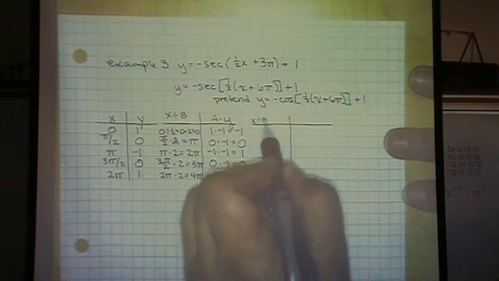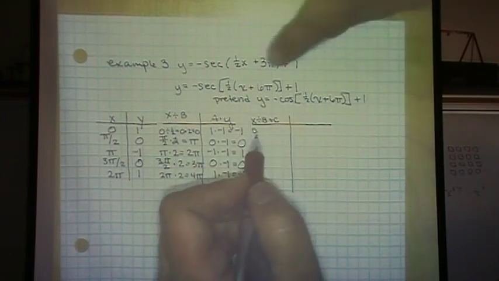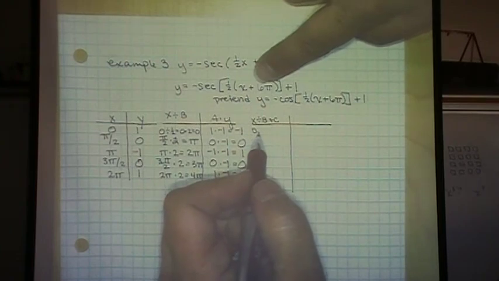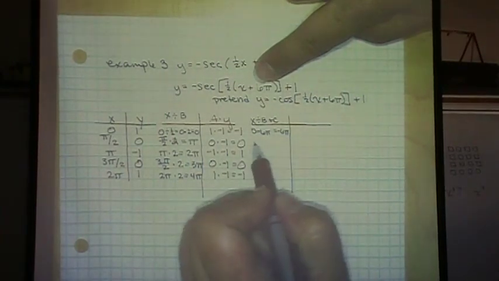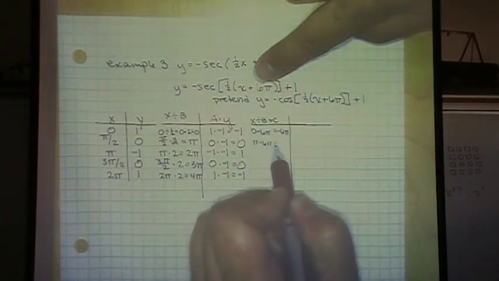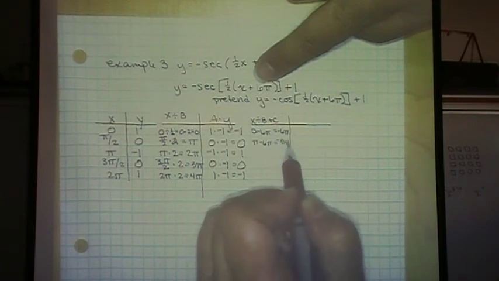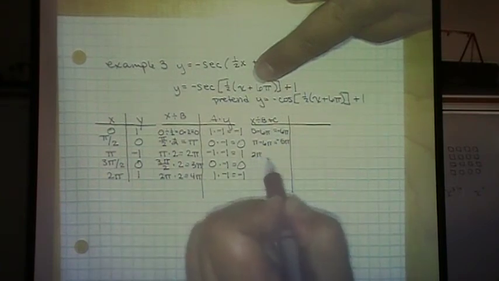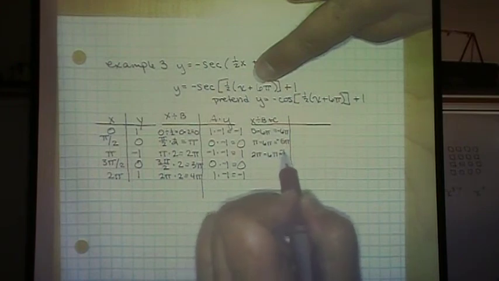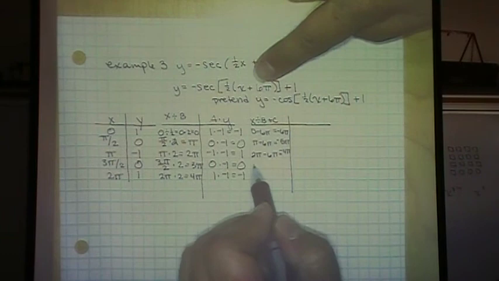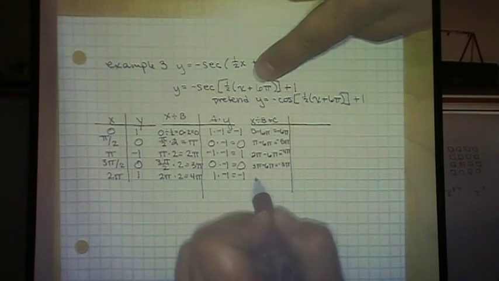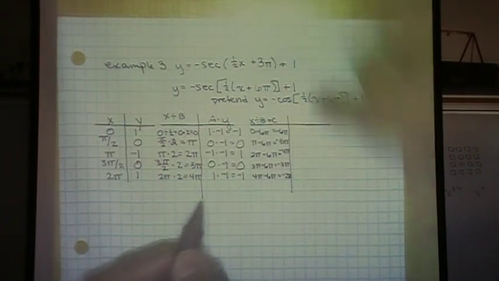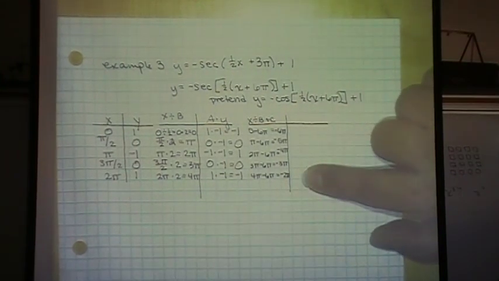X divided by b plus c. So I have 0. Now this is a negative 6 pi. Remember, you have to change the sign. So minus 6 pi is negative 6 pi. Pi minus 6 pi is going to be negative 5 pi. 2 pi minus 6 pi, negative 4 pi. 3 pi minus 6 pi, negative 3 pi. 4 pi minus 6 pi, negative 2 pi. Okay, so our whole graph's going to be over on the negative side of our axis.